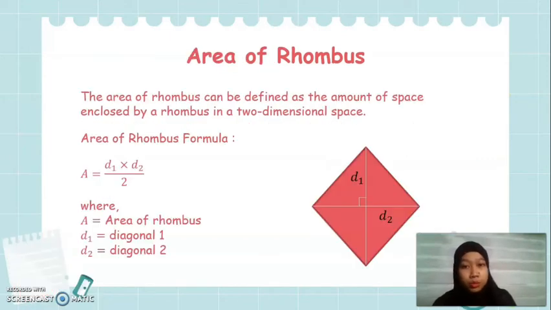Area of rhombus. The area of a rhombus can be defined as the amount of space enclosed by a rhombus in a two-dimensional space. The area of rhombus formula is A equals D1 times D2 over 2, where A equals area of rhombus, D1 equals diagonal 1, D2 equals diagonal 2.